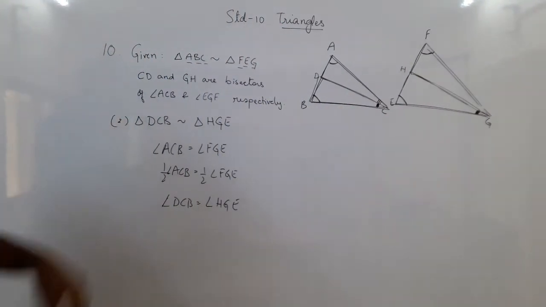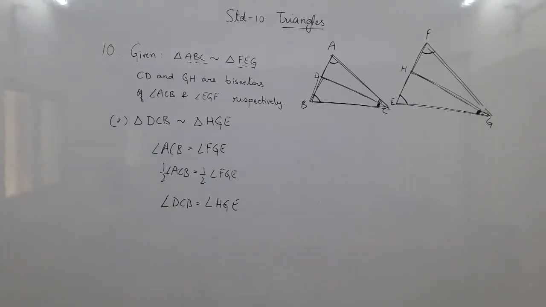So that is the second part which you can do on your own. And the third part is DCA similar to HGF, which we already proved. To prove the ratio equal, what I did was go in the reverse order. I first proved triangle DCA is similar to triangle HGF and then I proved the ratio of the sides. In this sum the diagram was not given, so you have to draw the diagram properly. In the rest of the sums the diagrams are given. So be careful when you draw the diagrams. If your diagram is correct, then you will definitely reach your answer.